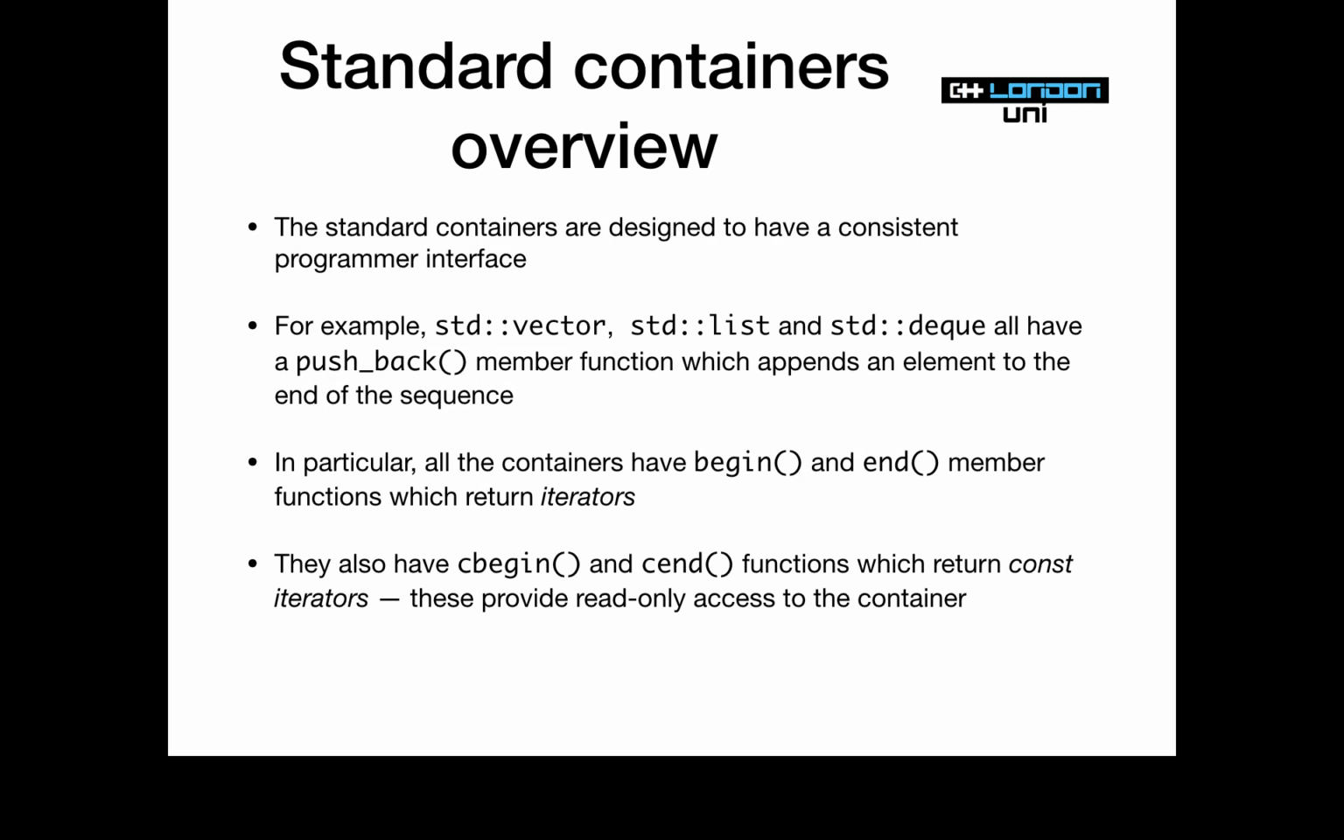However, we also have these versions called cbegin and cend, which return const iterators. If you remember from last week, and I think I mentioned them the session before as well, we have general, mutable iterators, which will let you modify the elements via that iterator. But some iterators only provide read-only access to the elements. And we call those const iterators.